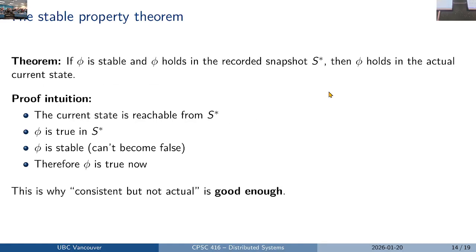So the stable property theorem says if phi is stable and phi holds a snapshot of S star, then phi holds the actual current state. In other words, we're looking at our lattice. We see that one of these states, the S star state, is a state that we actually went through.